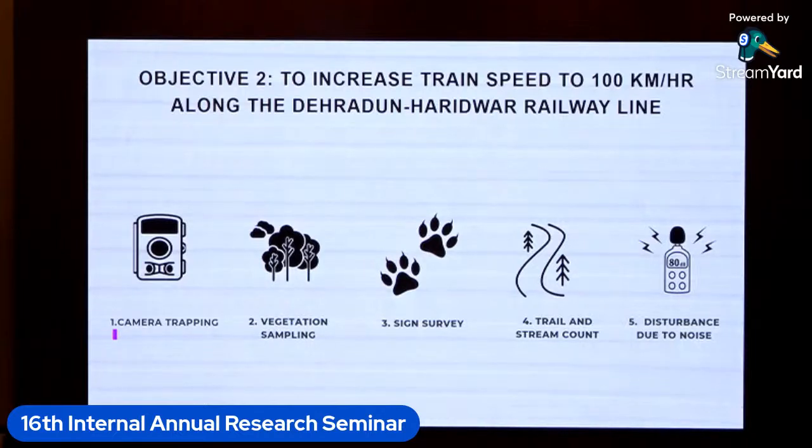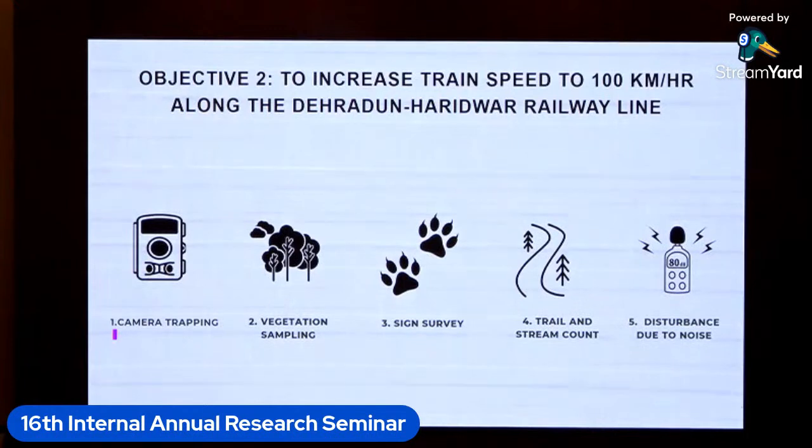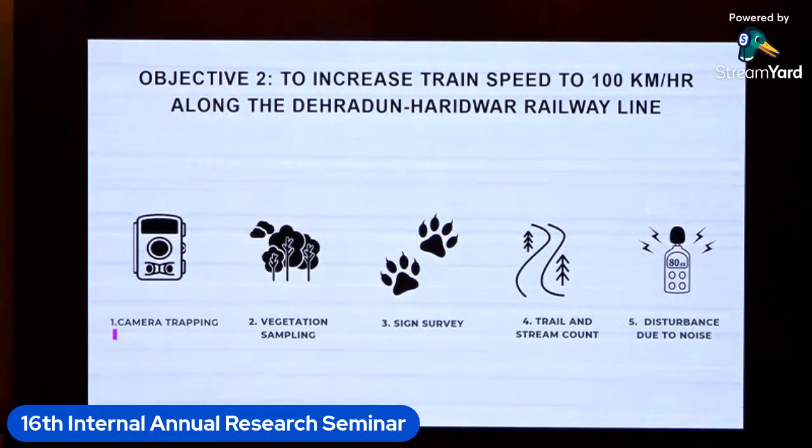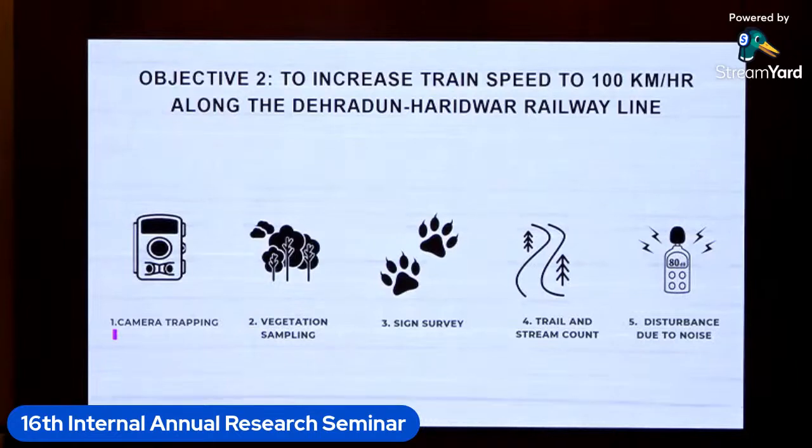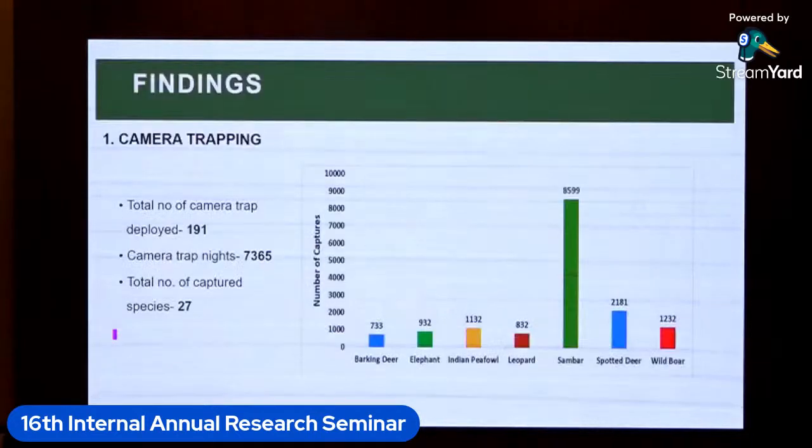Sign surveys were conducted in all the 165 grids. Trails and streams were counted by walking the entire 52-kilometer stretch of the track, and disturbance due to noise was also recorded at every 50 meters up to 400-meter distance.